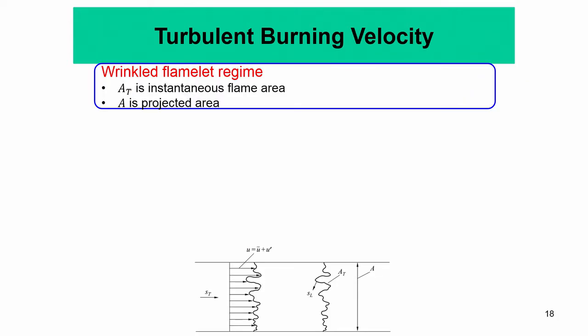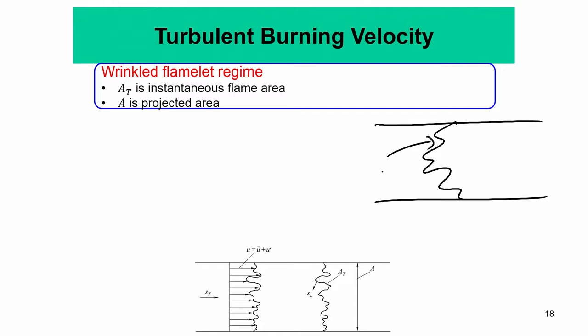Okay. So, in the wrinkled flamelets regime, consider that AT is the instantaneous flame area, whereas A is the projected area. That is what I mean: let's say you have a flame like this. Okay, so this is in 3 dimensions, of course. The flame will be 3D, and then this increased area. So now you have an increased curve length over the planar laminar flame. So this is the laminar flame, which had an area of say AL. Say it's a cuboid channel in which the flame is propagating.